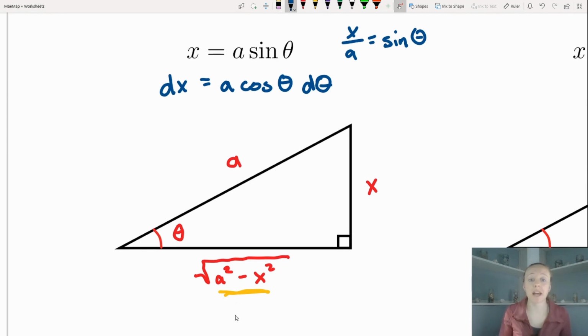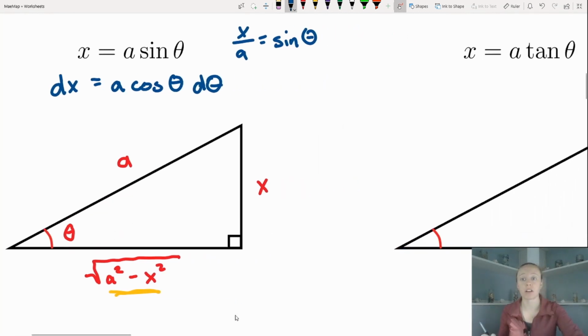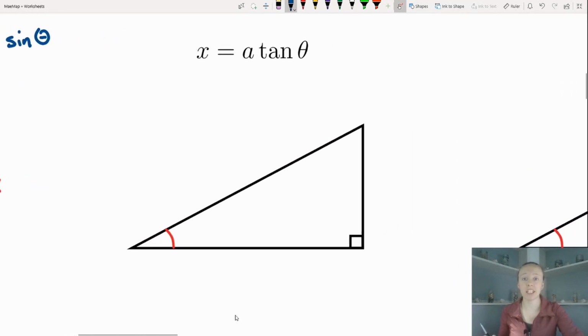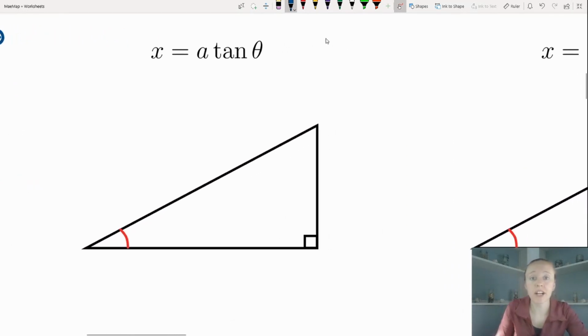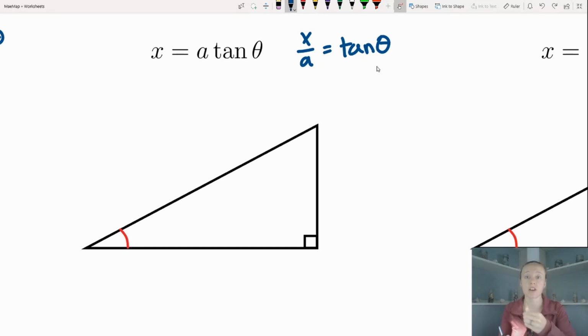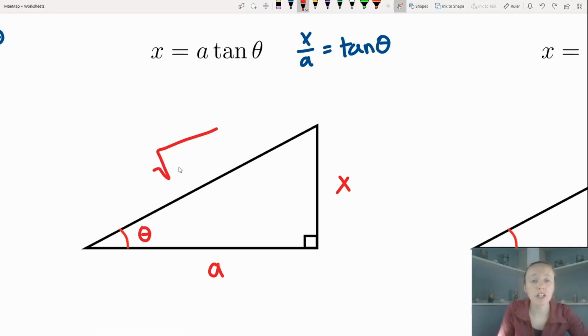We plug that in when we have a squared minus x squared. Let's look at x equals a tangent of theta. Well, how we set up our triangle, we're going to have x over a equaling tangent of theta, because tangent is opposite over adjacent. If theta is that red arc, opposite is x, adjacent is a, and then our hypotenuse is going to be the square root of x squared plus a squared, or a squared plus x squared. It's a sum, so it doesn't matter the order that we sum.